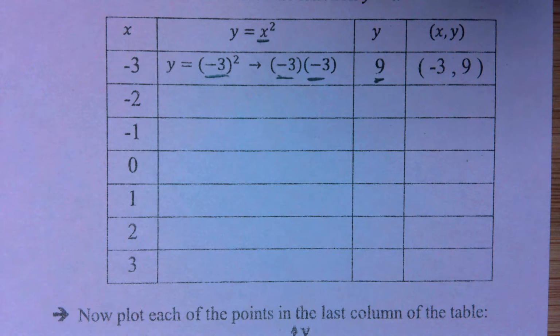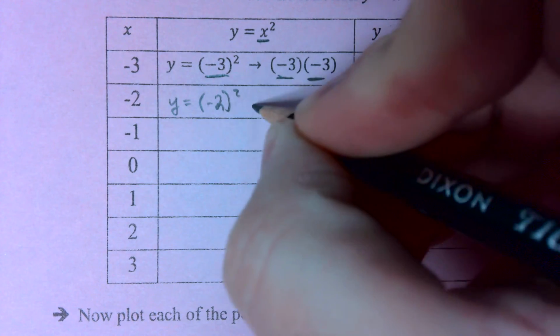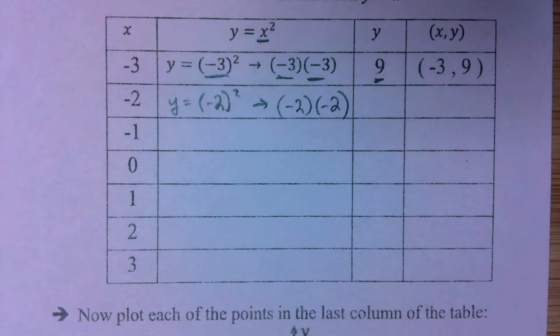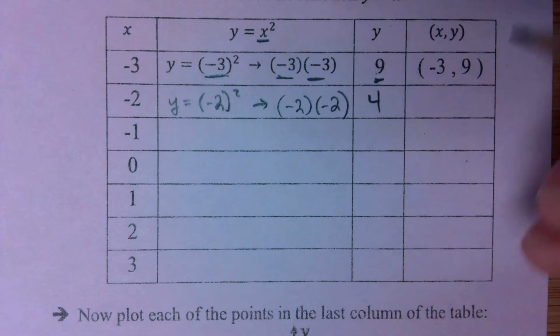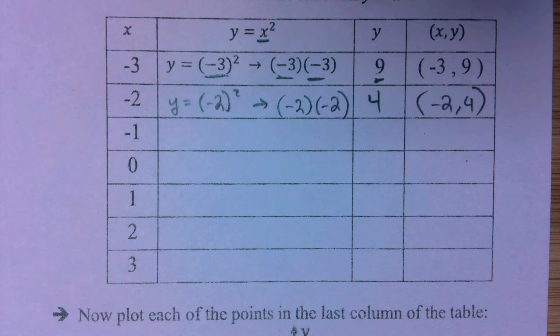Everyone, give me a thumbs up if you're still with me here. Okay. All right, so let's go to this next one. We plug in -2. Y is equal to -2 squared, and that's just -2 times -2, which gives us what? Anybody? 4. Thank you. So our second point here is going to be -2, comma 4.